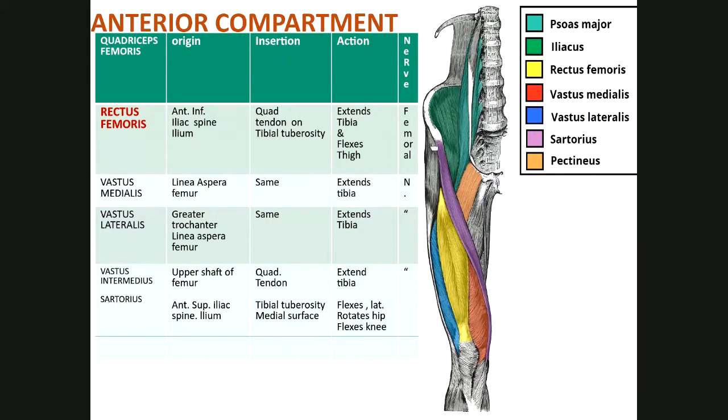Another muscle we see here in this anterior region is the sartorius. The sartorius is not a quadriceps femoris muscle. This muscle originates along the anterior superior iliac spine. It's going to insert along the medial tuberosity of the tibia. And its action is going to flex the knee and laterally rotate the hip. The nerve to all of these is the femoral nerve.